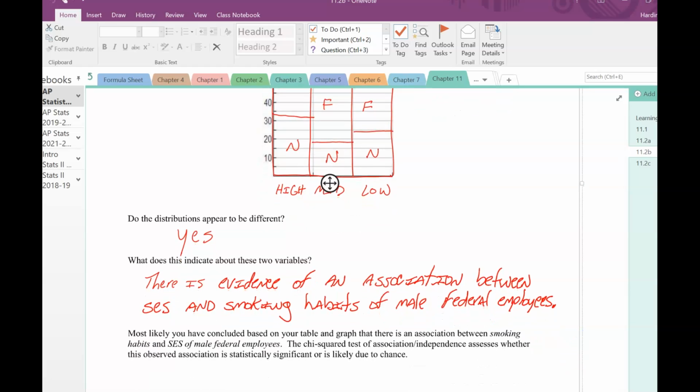So what we're going to do is we're going to actually perform this test of independence to assess whether this observed difference is statistically significant or if it could just be due to chance variation.